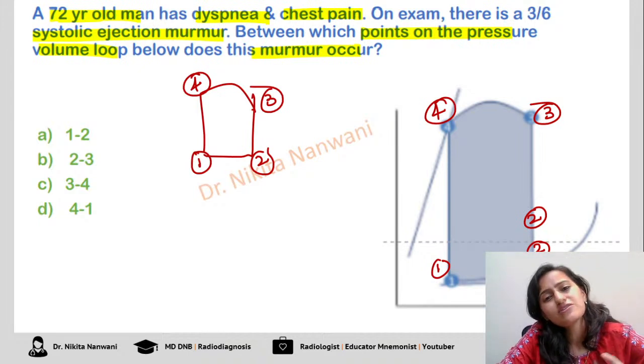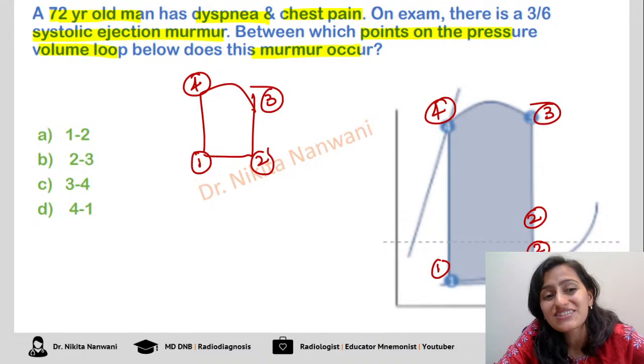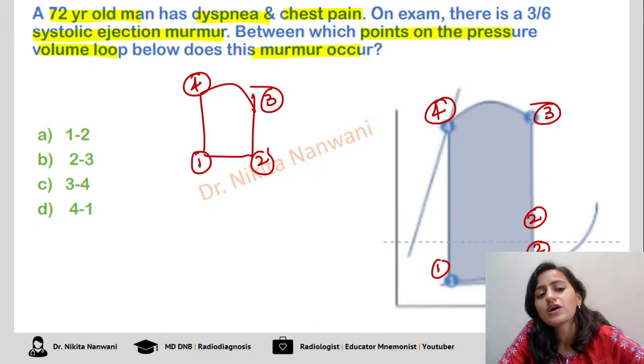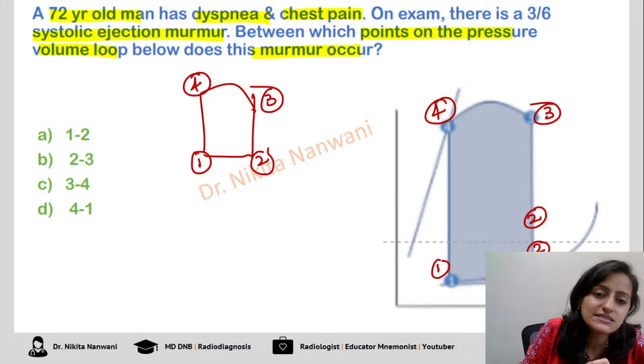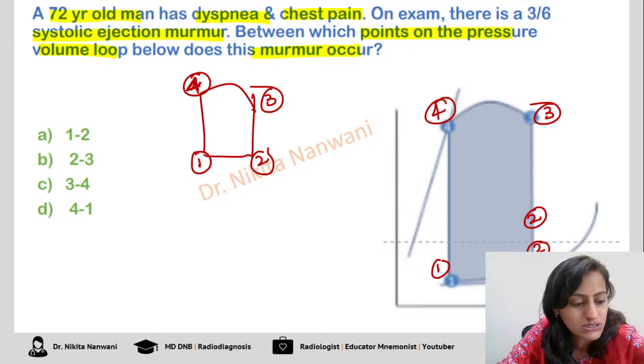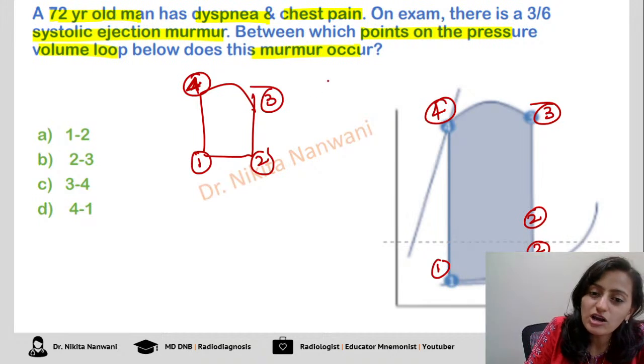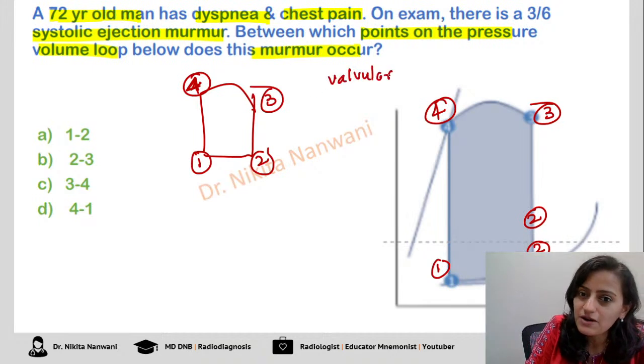So 72-year-old, dyspnea, chest pain, there is systolic ejection murmur. So which points on the pressure volume loop will you see this murmur? So basically first tell me what valvular lesion has been described here. What valvular lesion are we talking about in this patient?